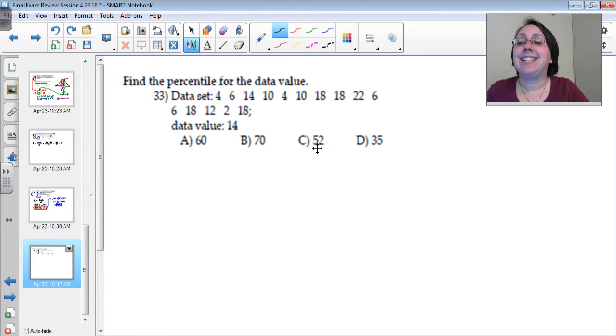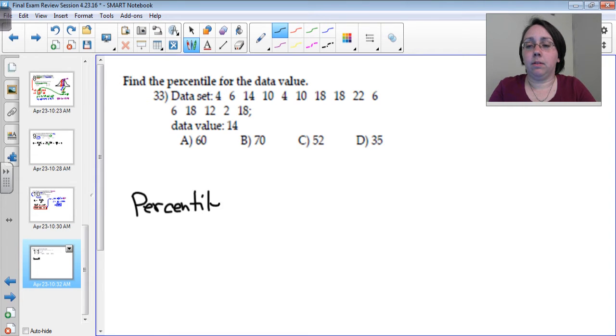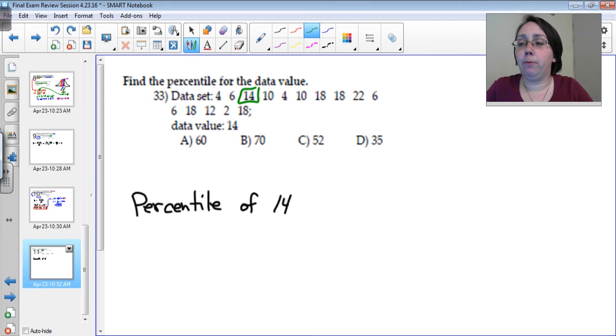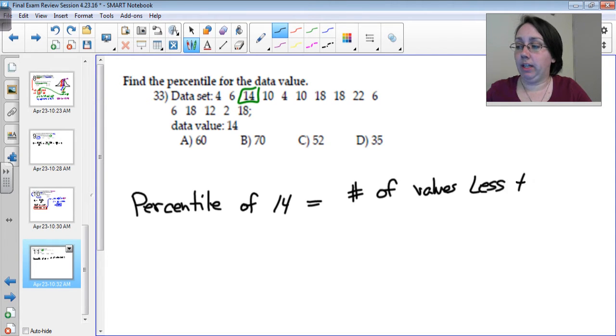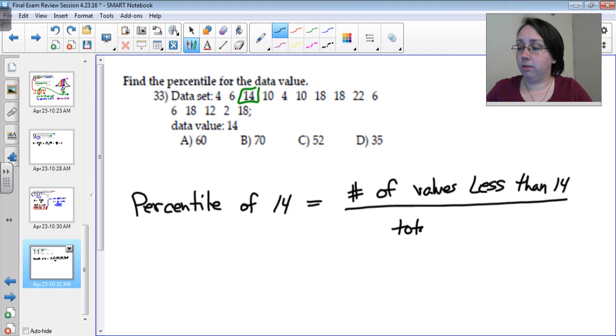All right, how do you find the percentile of a particular data value? How many times does it repeat? No, that would be finding the mode. So they want the percentile of this value, the number 14. Very good. It's the number of values less than 14. And then what do you do with that? Divide by the total number of values.